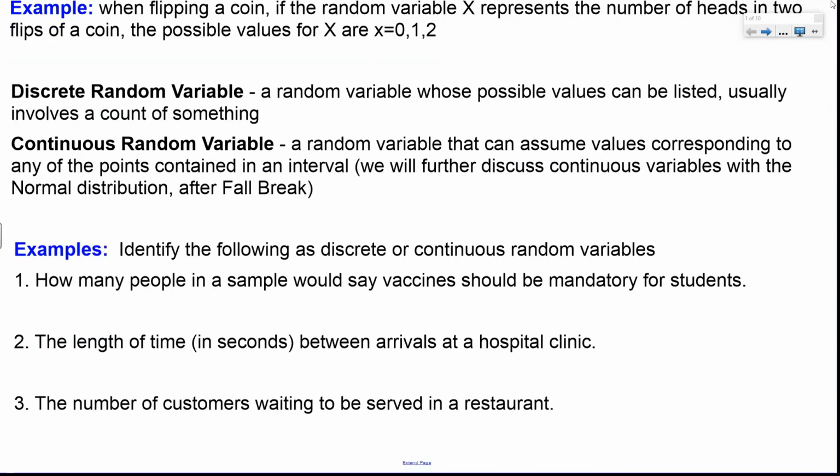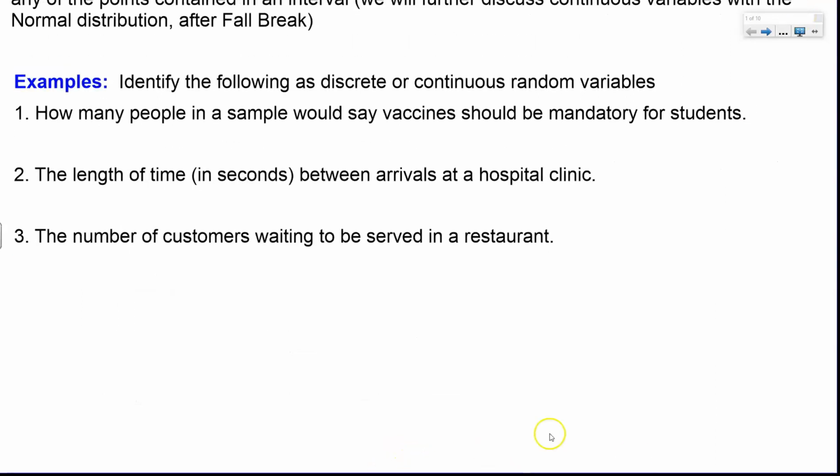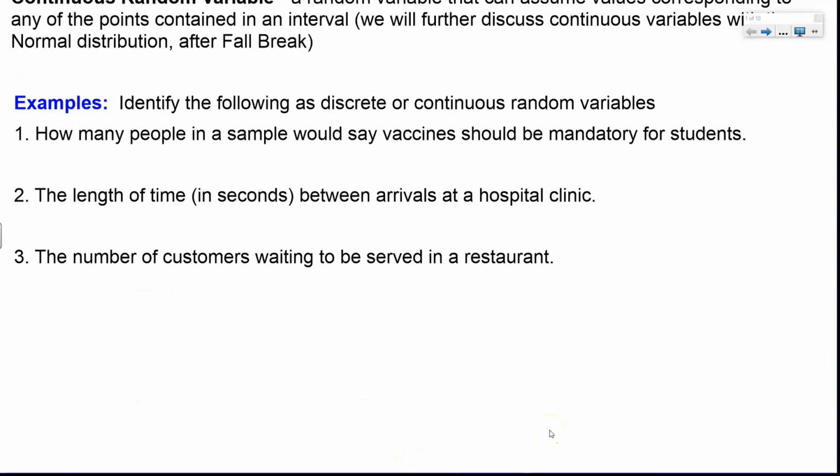So let's just identify these as continuous or discrete, and just kind of remind ourselves of what we did back in chapter 1. So how many people in a sample would say vaccines should be mandatory for students? So what would that be, discrete or continuous? Discrete, right? Because we're going to count how many people would say yes or no.